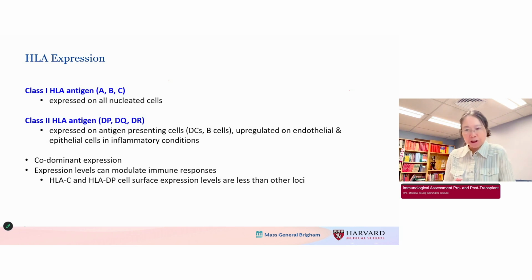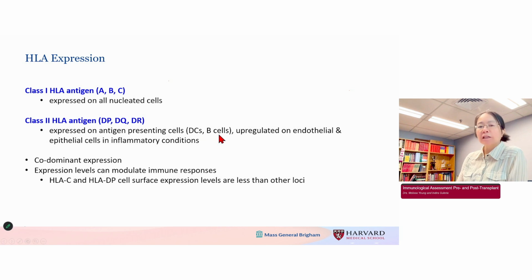So let's back up and go over some of the basics of HLA. The alleles are grouped into class 1 HLA and class 2 HLA. Class 1 HLA encompasses the A, B, and C loci, and these antigens are expressed on all nucleated cells in the body, so everything except for red blood cells. And the class 2 HLA antigens are comprised of the loci HLA-DP, DQ, and DR.